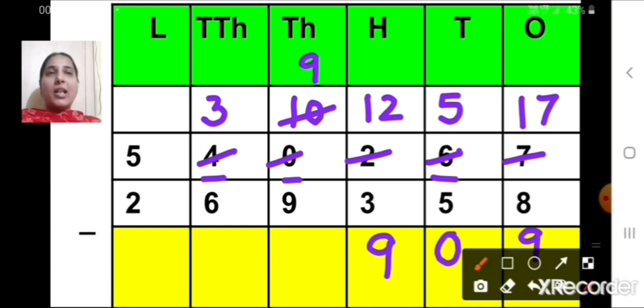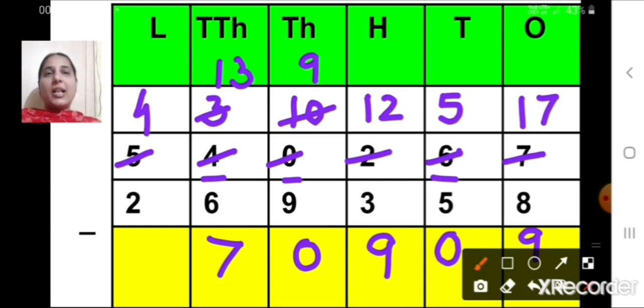9 minus 9, look at the thousands place now. 9 minus 9, 0. Now again look at the 10,000s place. 3 minus 6, that is not possible. It means we have to borrow from the lakhs place. So when we borrow 1 from 5, 4 will be left here and this digit here becomes 13 now. So 13 minus 6, 7. And now look at the lakhs column. 4 minus 2, 2. So this is our difference obtained here, which is 2,70,909. Okay children.